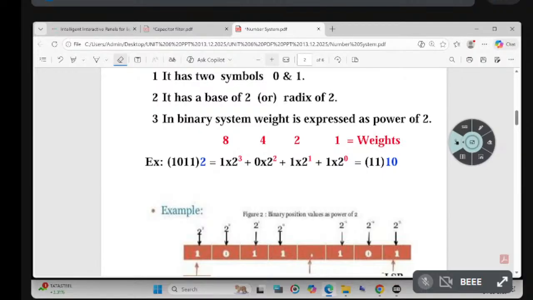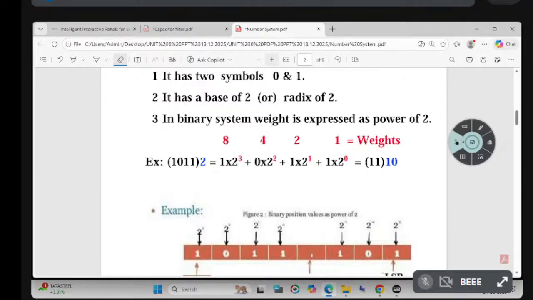Power of 2. After the completion of binary, I will give two sums here. Note down this example: convert into decimal with help of weights.